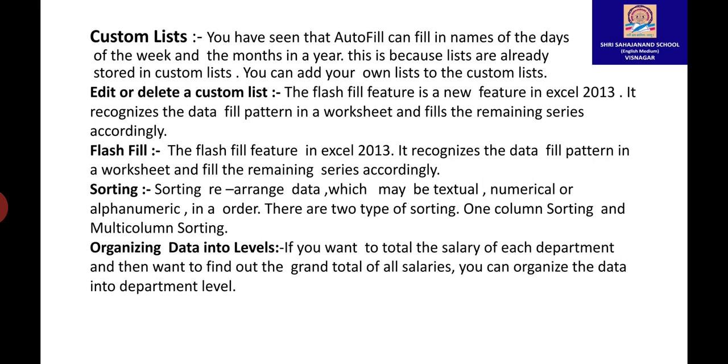Now flash fill. Flash fill is a new feature in Excel 2013. It recognizes the data fill pattern in the worksheet and fills the remaining series accordingly. Now sorting. Sorting rearranges data, which may be textual, numerical or alphanumerical, in the specified order. Here we discuss two types of sorting: one column sorting and multiple column sorting. These options are available in the Home tab in the Editing group, Sort and Filter button. It is also available on the Data tab in the Sort and Filter group.